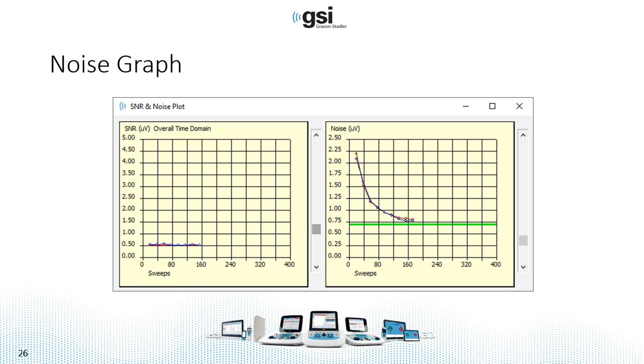So the noise graph, you can close it, but it will pop up again. It's kind of a nice graph to see because it basically shows us that the longer we average, the amount of noise in the recording is going to drop. So this is something that you can keep an eye on, and you would expect to see something like this, where the noise starts out really high and then lowers and lowers as we add the number of sweeps to our recording.